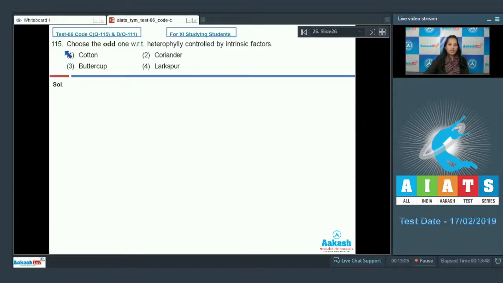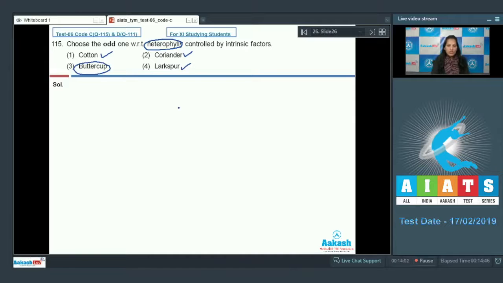Question number 115. Choose the odd one with respect to the heterophily controlled by intrinsic factors. First option, cotton, second, coriander, third, buttercup, fourth, larkspur. A plant can show two types of leaves, but it can be due to environmental factors or due to some intrinsic factor during the developmental growth. So, in cotton, coriander, and larkspur, heterophily is present, but it is due to intrinsic factors, meaning during development they show heterophily.